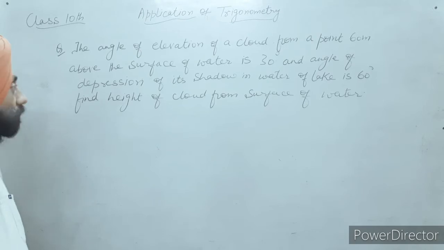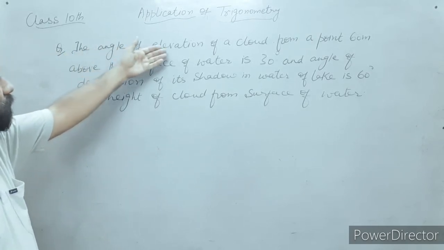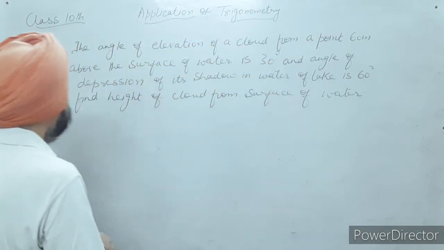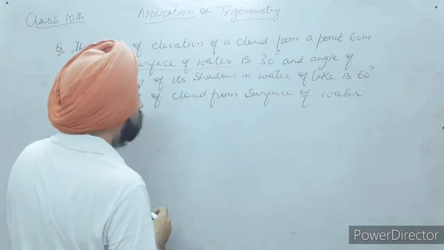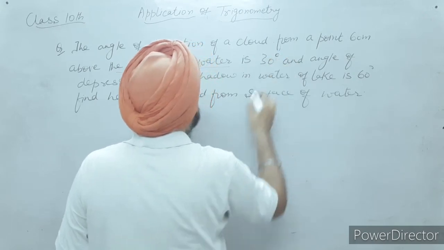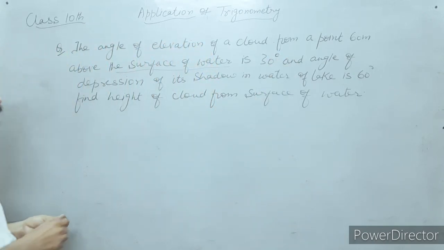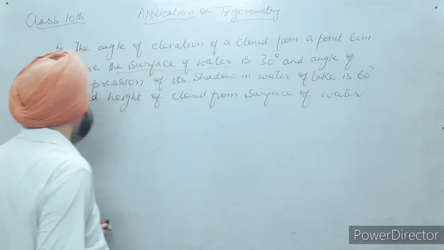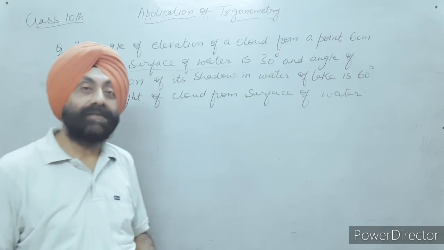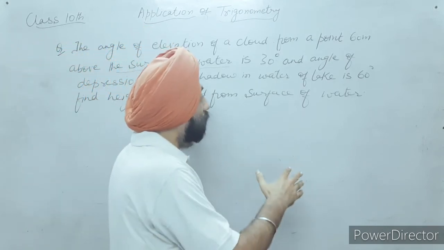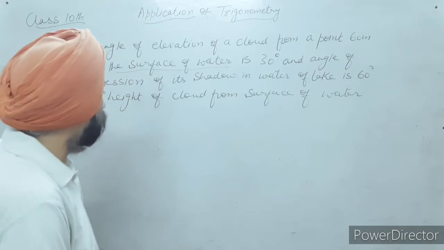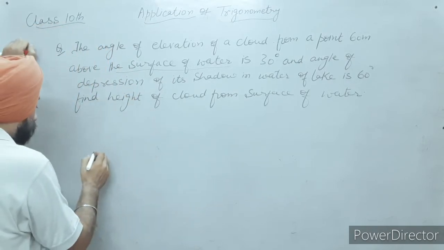right. Now, I've written a question for you. The angle of elevation of a cloud from a point 60 meters above the surface of the water is 30 degrees, and angle of the depression of its shadow in the water of the lake is 60 degrees. Find height of the cloud from surface of the water. It is a very, very important question, and if you are able to convert this mathematical language into a figure, then it is very easy for you. Just understand the thing.